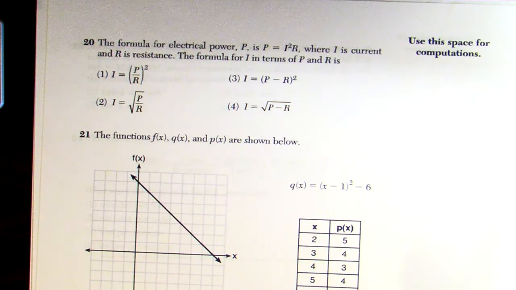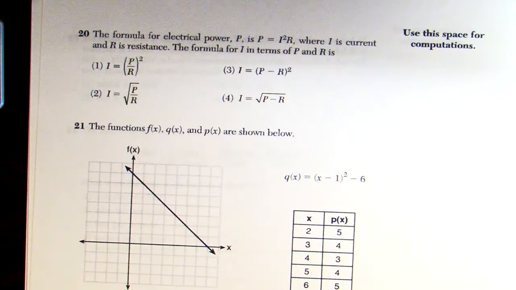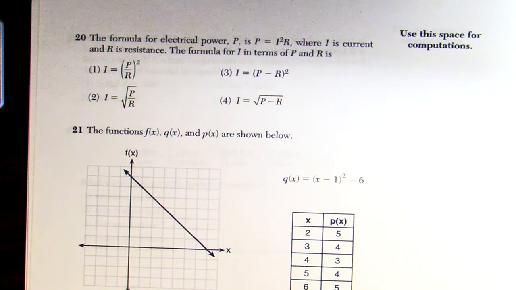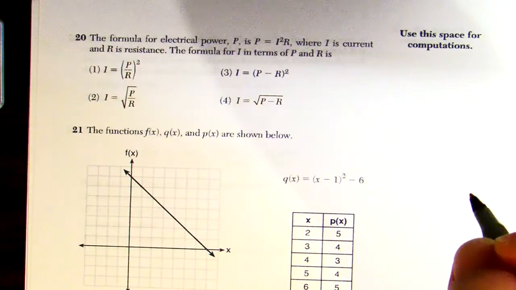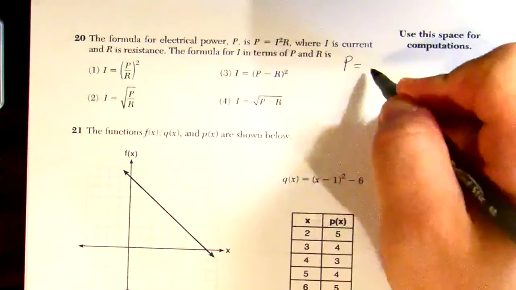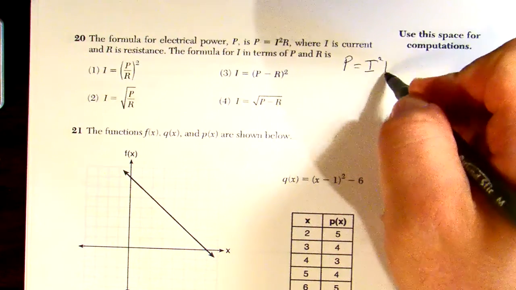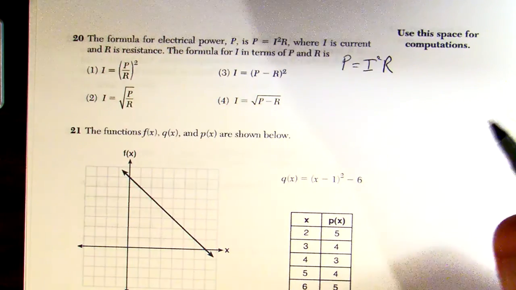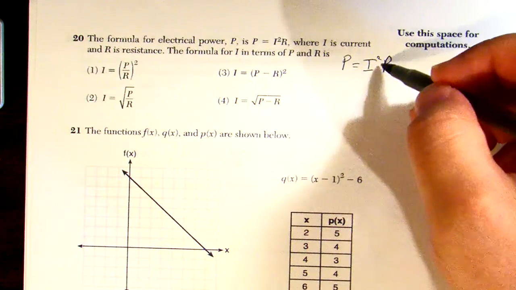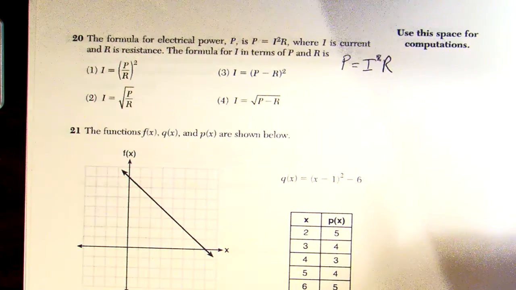The formula for electrical power P is P equals I squared R, where I is current and R is resistance. The formula for I in terms of P and R is, okay guys, don't run from these. These actually are usually 1 or 2 steps and you're done. So let's write it out here. And you're trying to get I by itself. So right off the bat, how do I get I by itself?